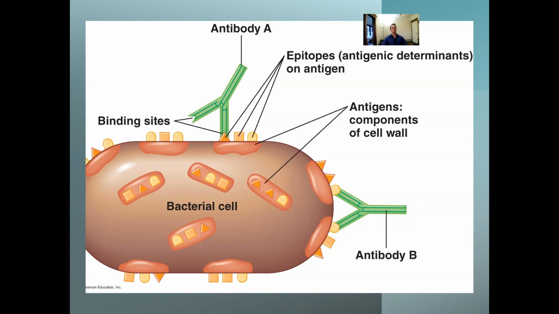An antibody can also bind to identical epitopes on two different cells at the same time, which can cause neighboring cells to aggregate. We will be looking at that a bit more later on, so don't worry about that too much right now.